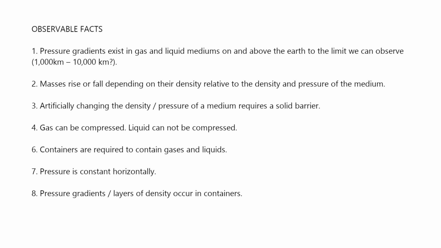So in summary, what do we have as far as observable facts? Well, first, pressure gradients exist in gas and liquid mediums on and above the Earth, to the limit that we can observe, which is anywhere between 1,000 and, we are told, 10,000 kilometers. Masses rise or fall depending on their density relative to the density and pressure of the medium that they are in. This is all we can observe as a fact.